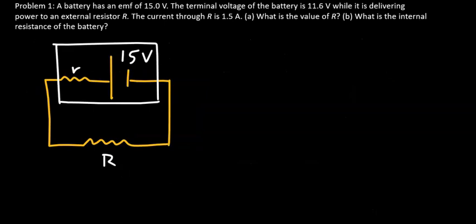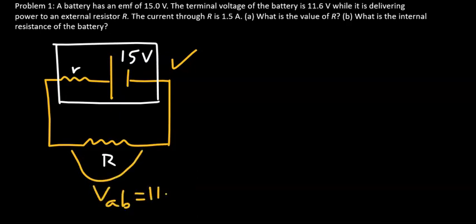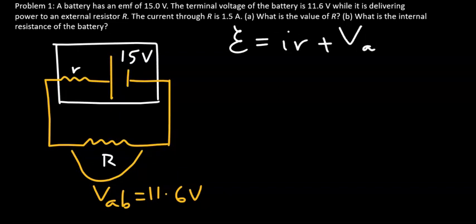Let's look at the following problem. A battery has an EMF of 15 volts. The terminal voltage of the battery is 11.6 volts, namely the voltage across this resistor here, VAB, is 11.6 volts, while it is delivering power to an external resistor capital R. The current through that capital R resistor is 1.5 amperes. What is the value of capital R and what is the internal resistance of the battery, namely the value of little r? Note, EMF equals I little r plus the terminal voltage.